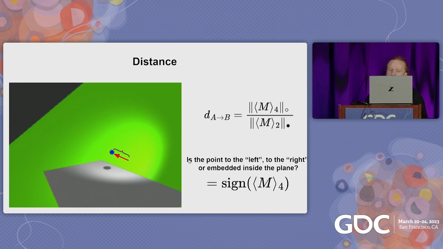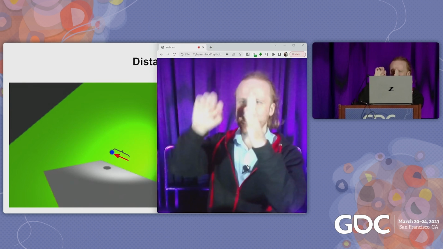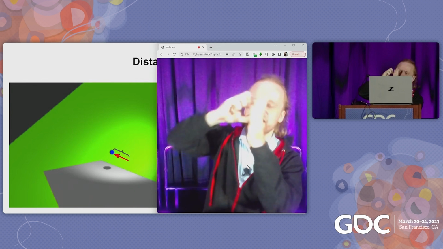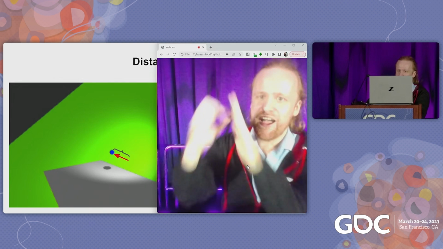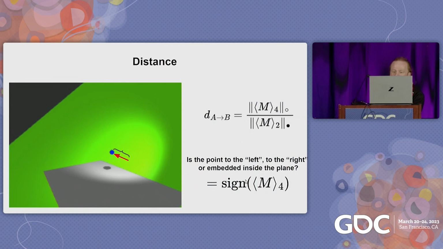And you can ask the question as well, is the point to the left or to the right, or is it embedded inside of the plane? So if here's my plane, is it here, or is it here, or is it in my plane? That turns out to be the sign of the screwiness of M.